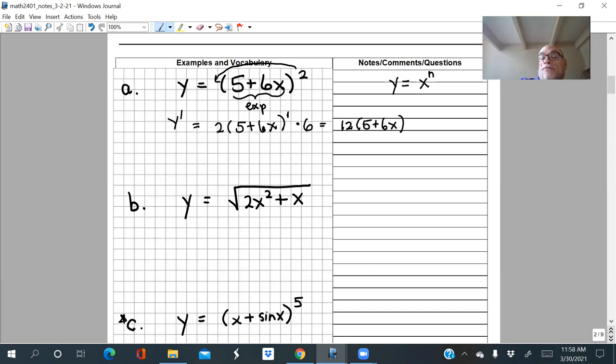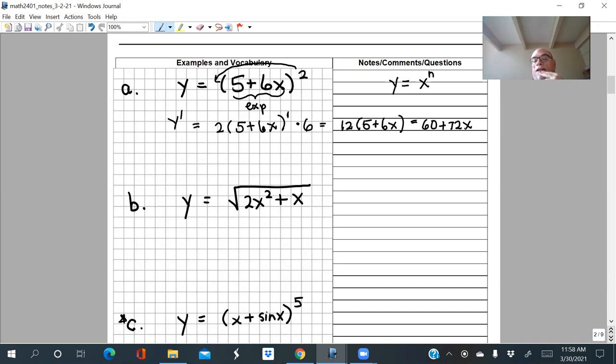So here's my simplified version of the derivative. I just multiplied the 6 times the 2 and wrote this as 12 times 5 plus 6x. This is 5 plus 6x to the first power, so I don't have to write this exponent again. If you want to, you can go ahead and multiply this out, but I guess you really don't have to. It would be 60 plus 72x.